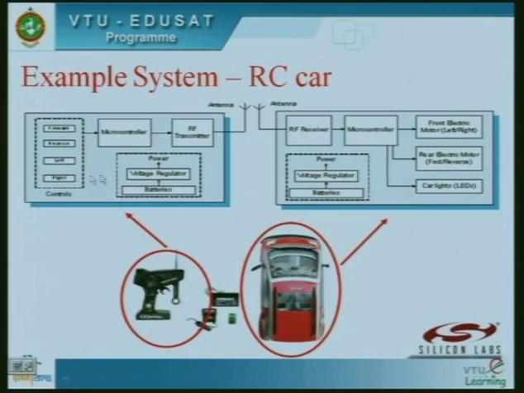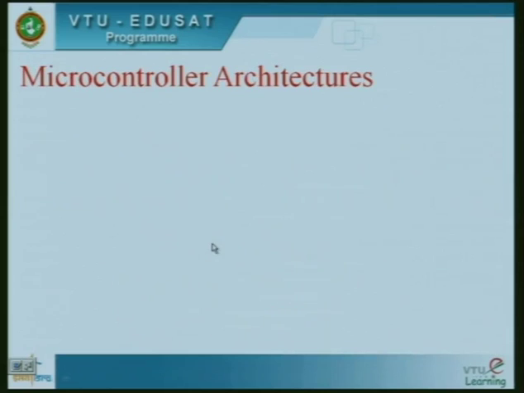So this is a simple example of what a microcontroller can do, as an application specific device. I have one microcontroller mounted on the remote and another microcontroller on the car, and you can easily control the movement of this car, a simple toy car for example. So this is how a microcontroller is generally useful.